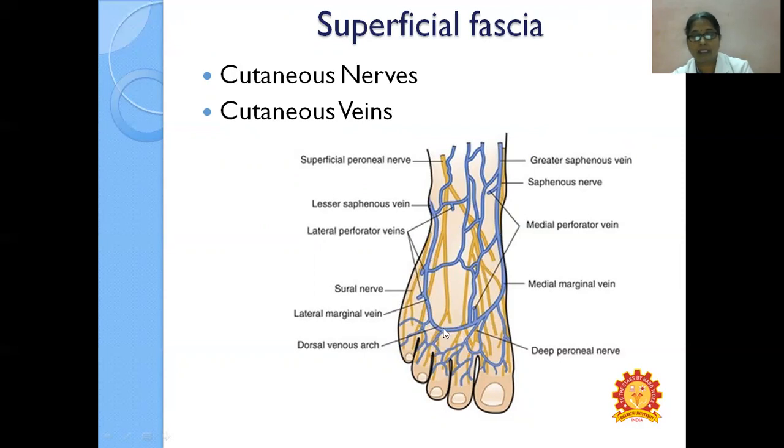This dorsal venous arch receives several dorsal metatarsal veins. From the dorsal metatarsal veins, dorsal digital veins arise. The dorsal digital veins drain the venous blood from the digits into the dorsal metatarsal veins, which in turn drain into the dorsal venous arch.